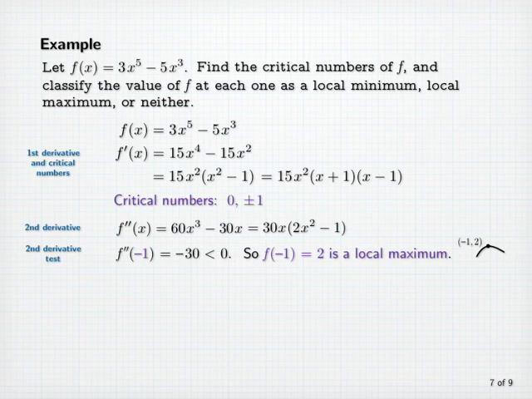Now let's look at the critical number 1. f'' of 1 is 30, and since that's positive, we conclude that f of 1, which is -2, is a local minimum value.